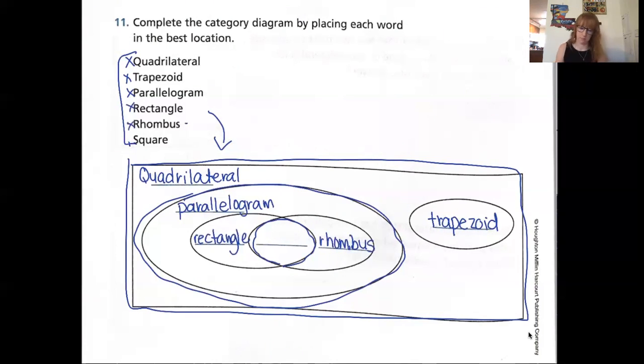Now we look at a square. A square has 4 sides. It has 2 pairs of opposite sides that are parallel. It has 4 right angles, which is what a rectangle has, but it also has 4 sides that are equal. So because it shares one part of a rectangle and one part of a rhombus, it goes in the middle. That is, again, the most specific shape, the most specific quadrilateral that we're working with so far. Okay, so that's how our little diagram works here.